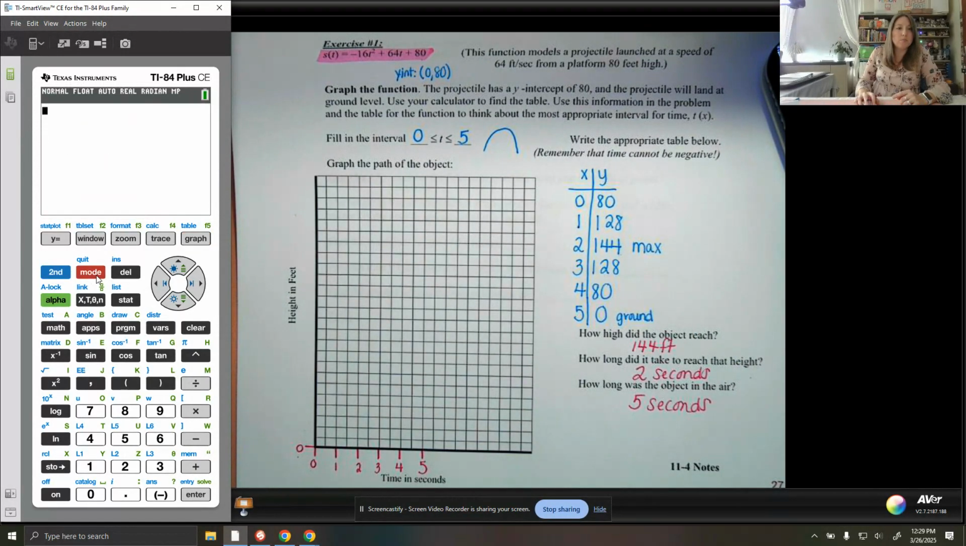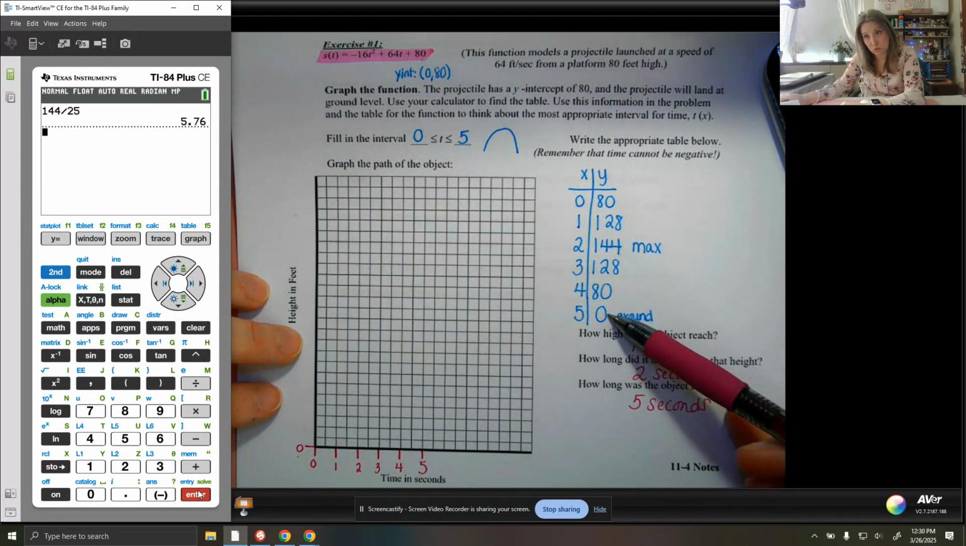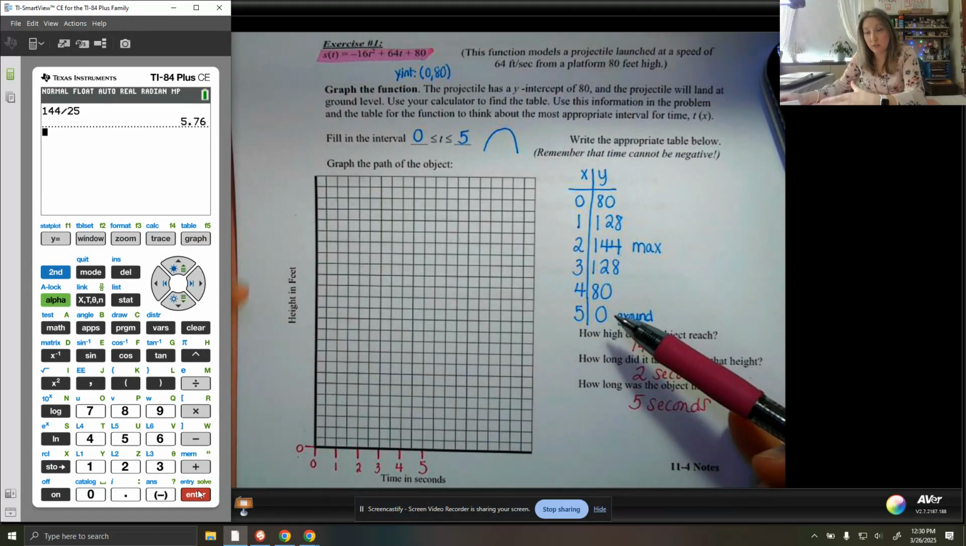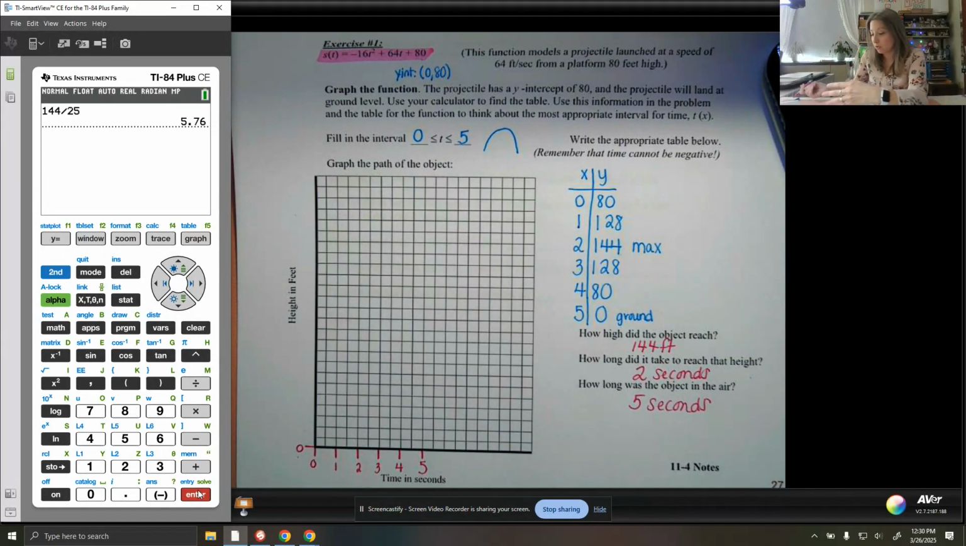If we press second in mode, we're back to our home screen. And we can take 144 divided by 25 lines and see what we come up with. Okay, so we can't go by twos. Can't go by 4s. We could go by 6s. But if we kind of look at these values, all these values are evenly divisible by 8. So I'm going to go by 8s on my table, and I will have plenty of room to fit everything.